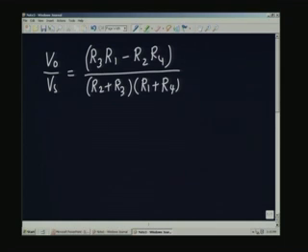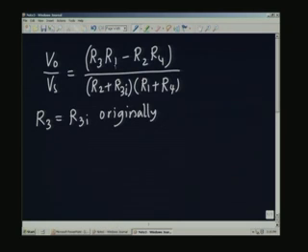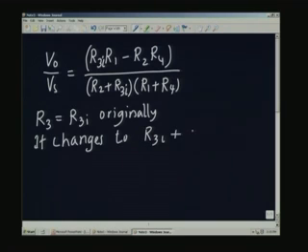Suppose the strain gauge undergoes a small change in the resistance because of the strain which it experiences. So, R3 is equal to R3I originally. I will just modify it here, R3I. It changes by a small amount to R3I plus dR3. A small change is going to take place because of the strain.